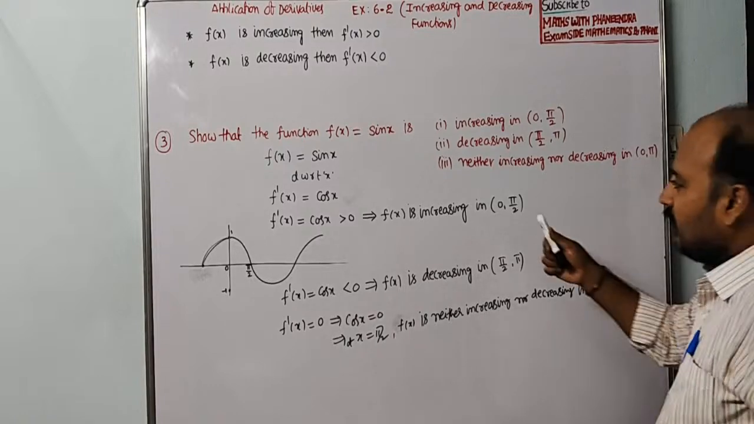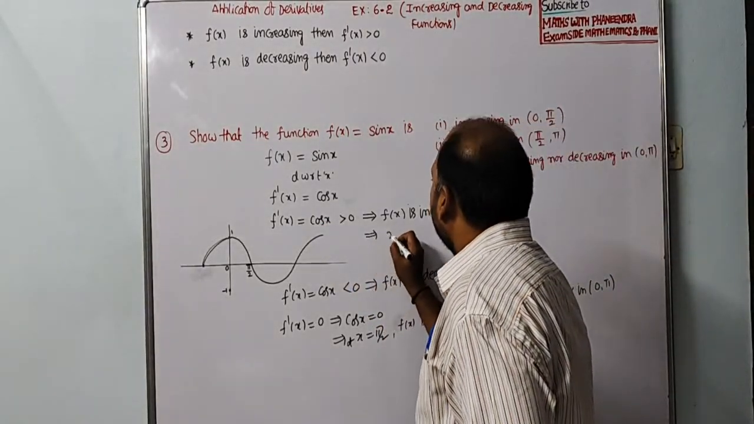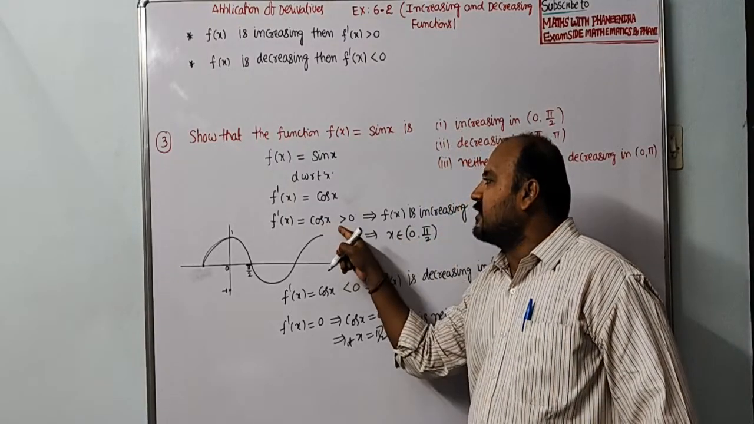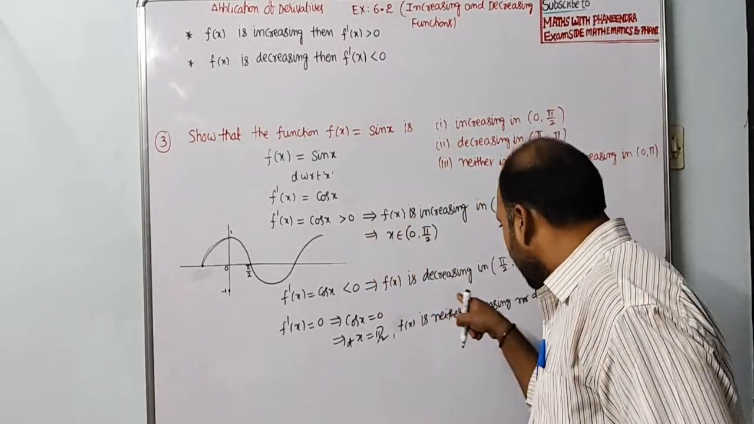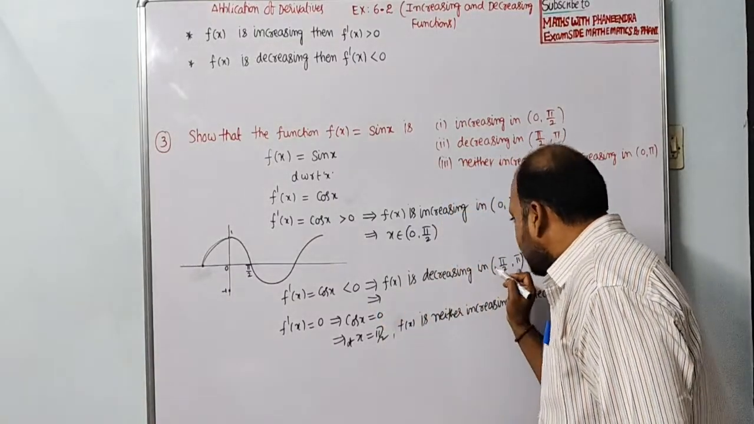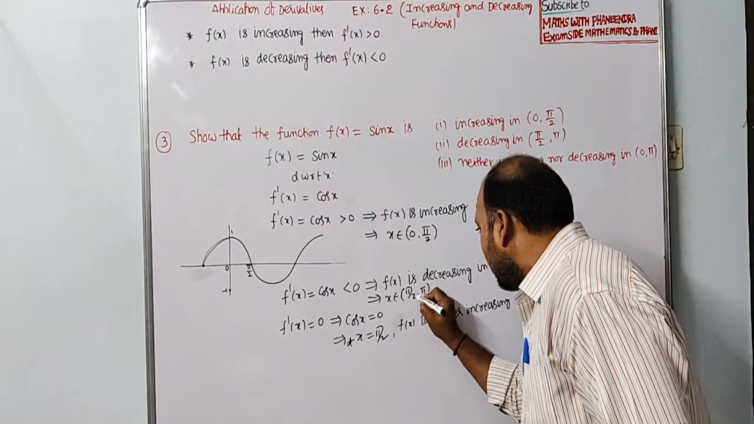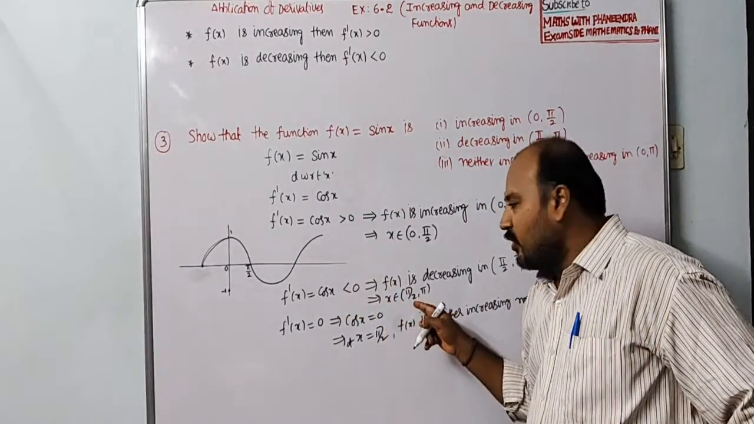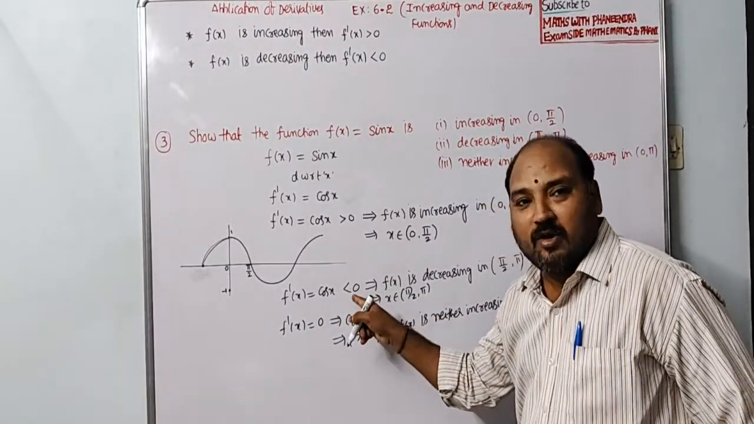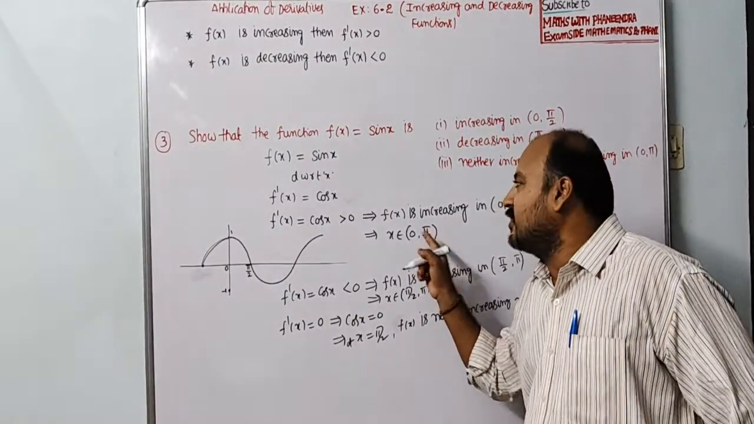If you want clarity on cos x greater than 0, that means x belongs to 0 to pi by 2. In between 0 to pi by 2, cos x is greater than 0. That is the meaning. Here also I will give clarity. F of x is decreasing in this interval means x belongs to pi by 2 to pi, where cos x is negative. If you take 120 degrees, cos 120 is minus 1 by 2, which is less than 0. Here in 0 to pi by 2, take pi by 4: cos pi by 4 is 1 by root 2, which is greater than 0.